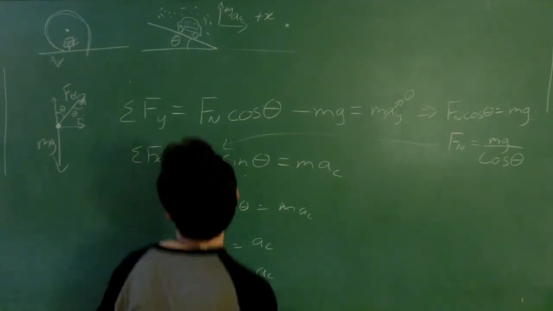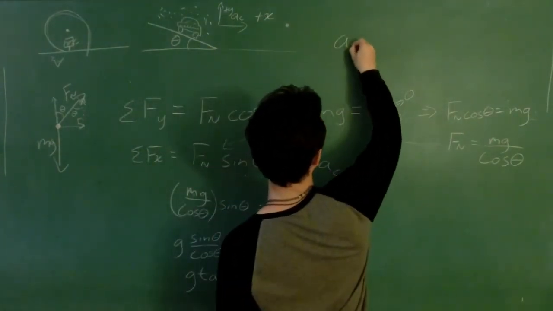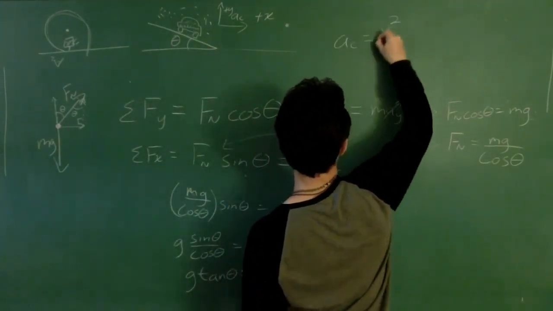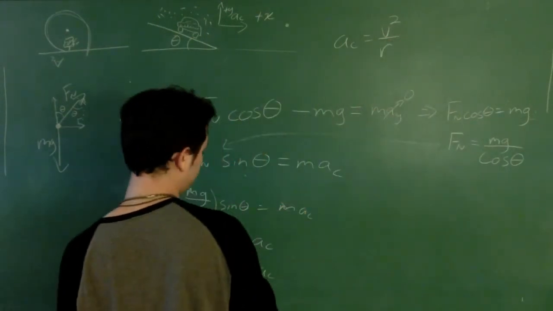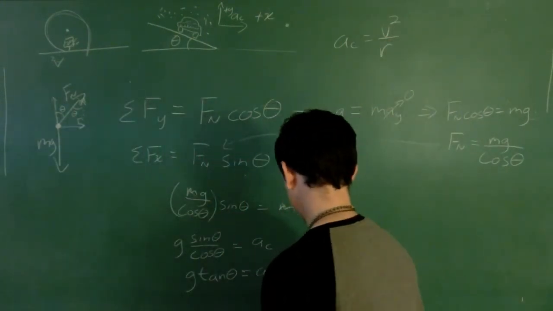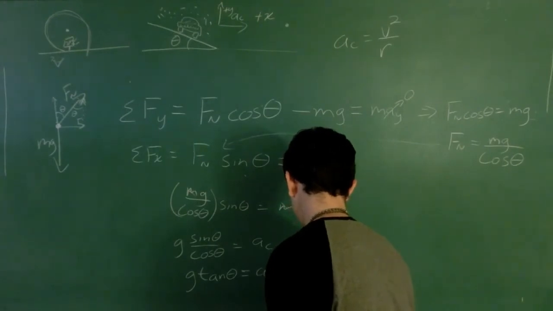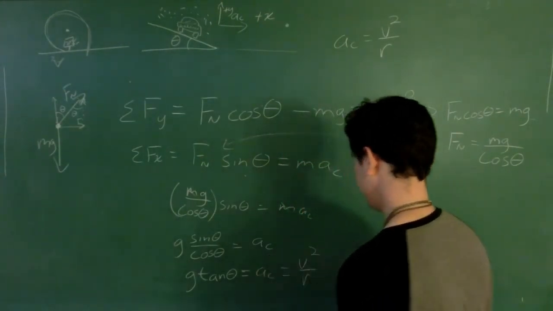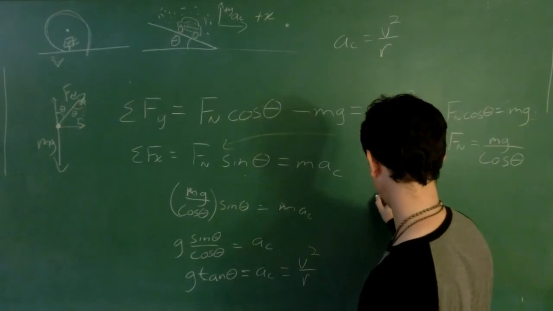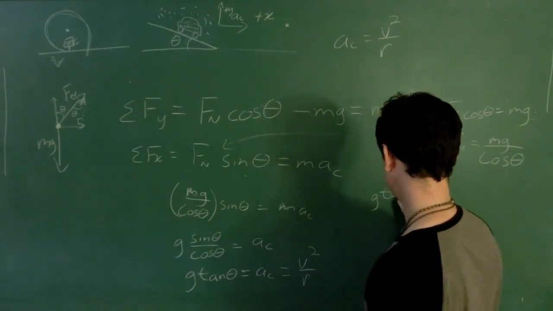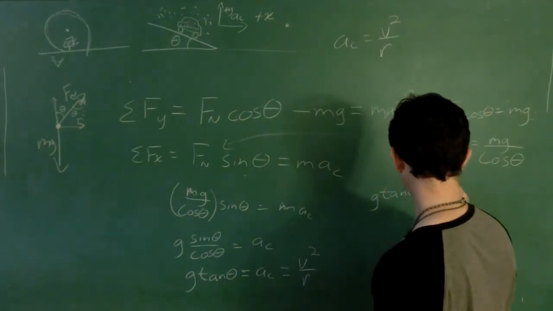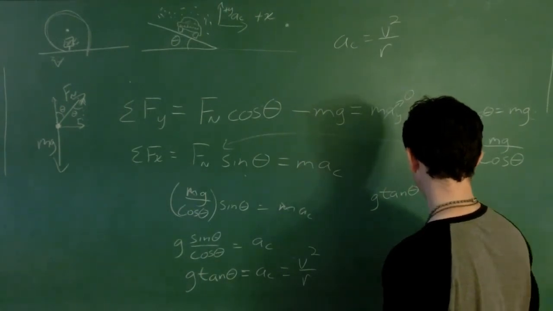And then finally, from what we know from before, our centripetal acceleration equals v squared over r. All right, so I'm going to set this equal to v squared over r. And I've got a relationship here. I've got g tangent theta equals v squared over r.